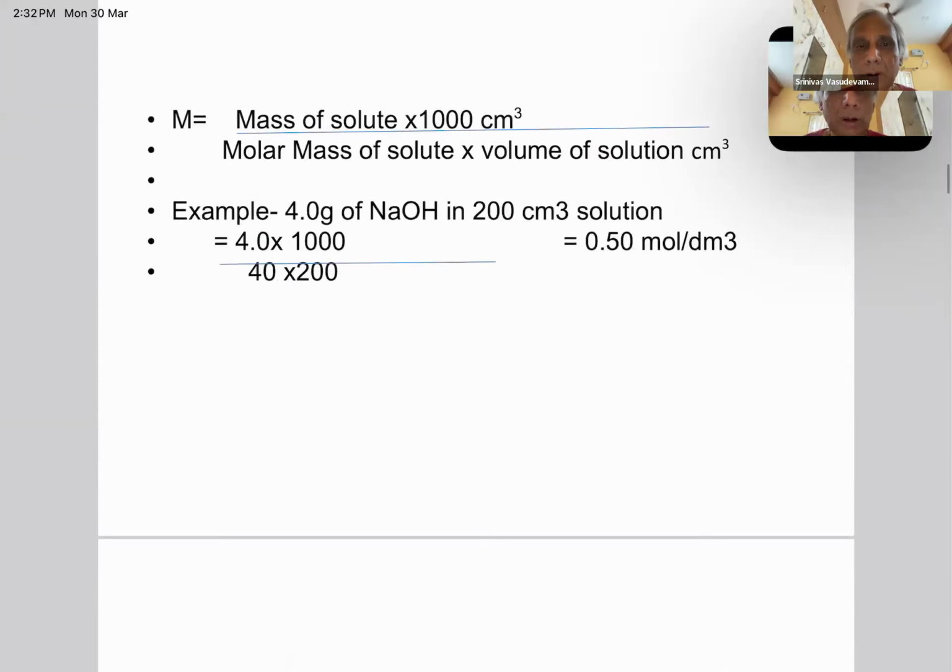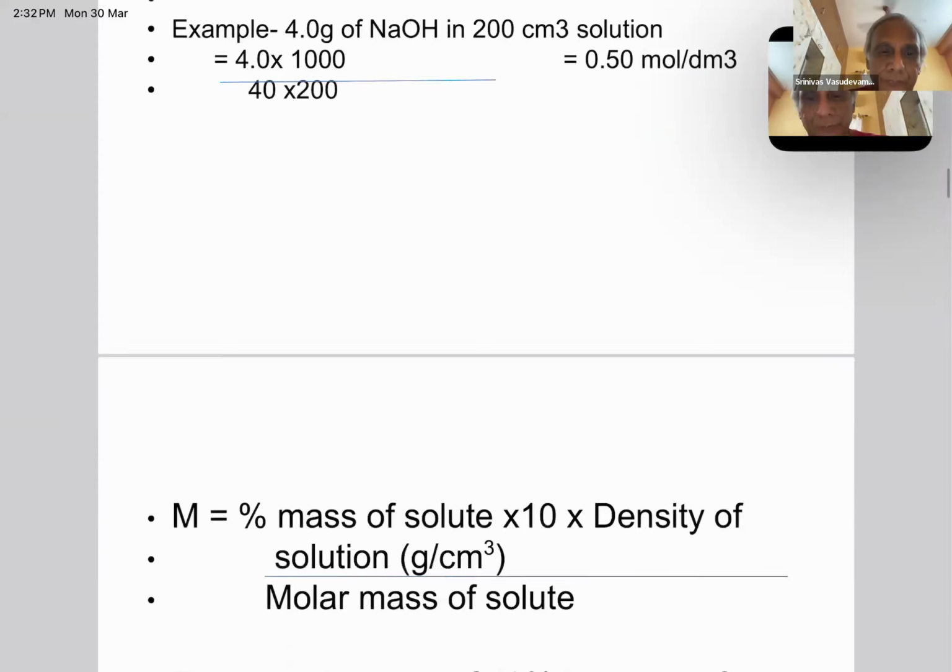Molarity equal to mass of solute divided by molar mass of solute into 1000 by volume of solution in centimeter cube. So 4 by 40 into 1000 by 200. That is 0.50 mole per decimeter cube.